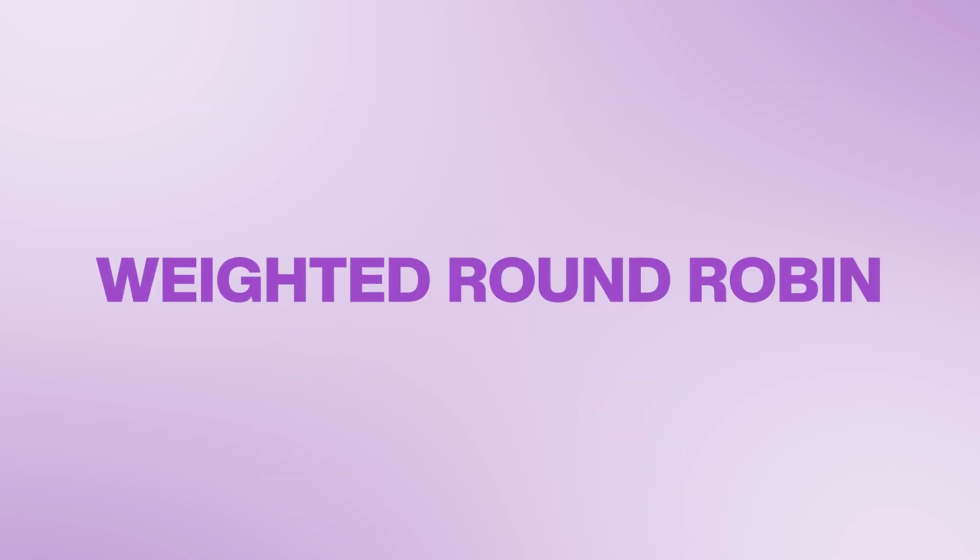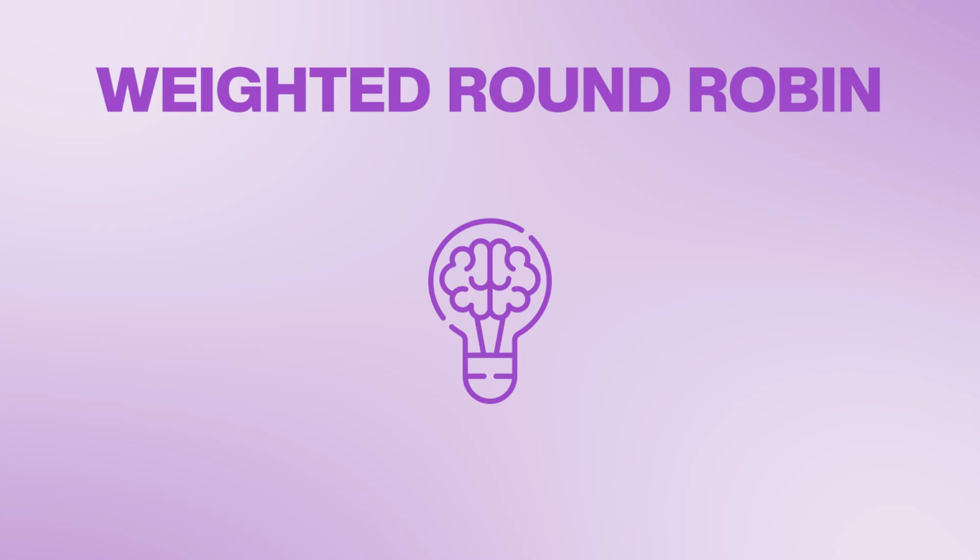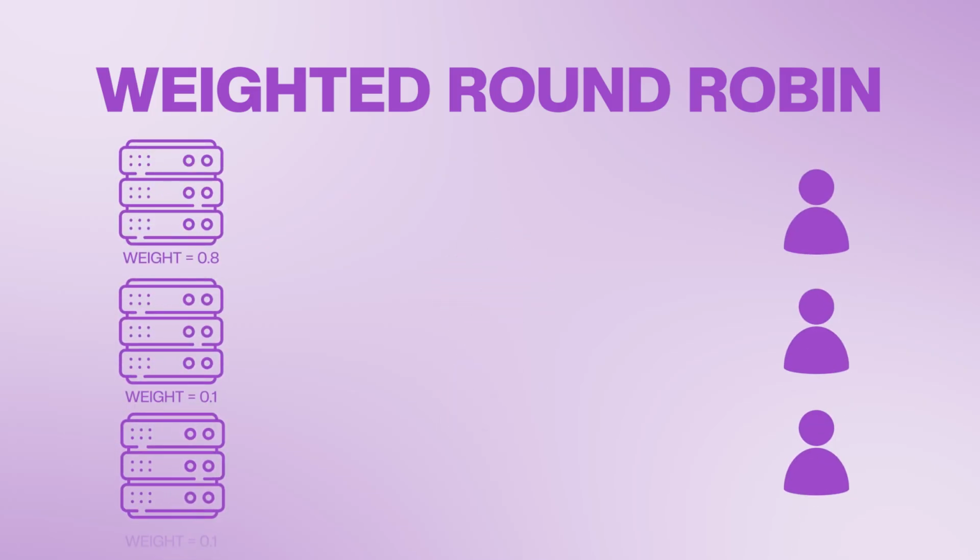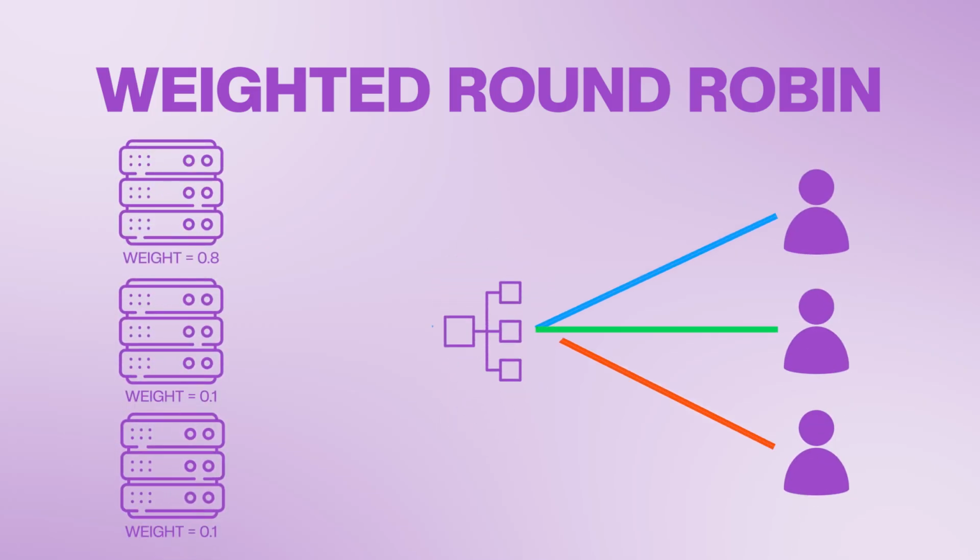Next, we have weighted round robin. Weighted round robin is a smarter version of regular round robin. Each server is assigned a weight based on its capacity, so a more powerful server gets more requests. This balances the load more effectively in environments with mixed hardware or instance types.